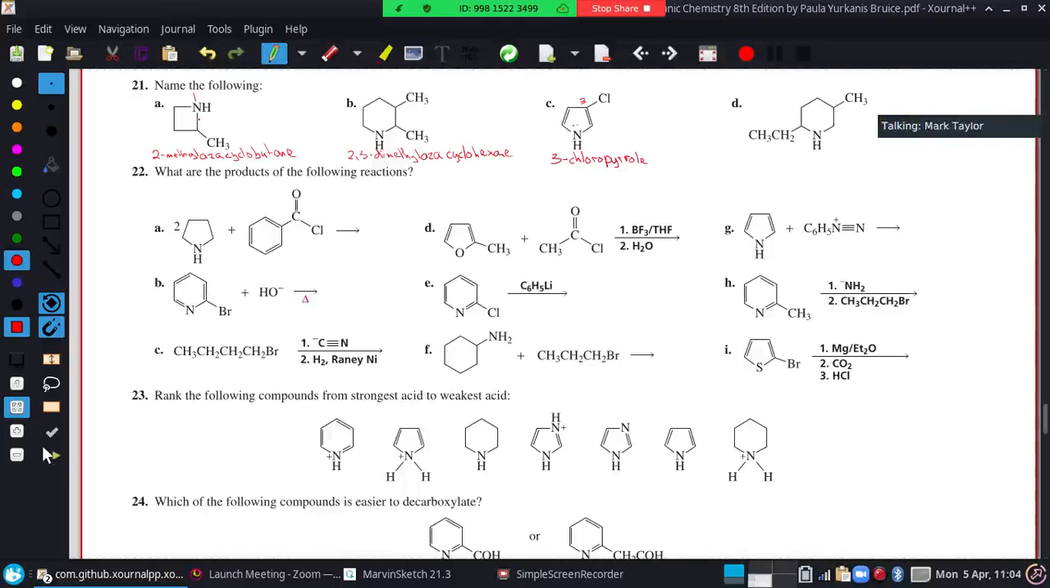We can go back to the AZA here. We'd be saying that's the 1 position. So 2, 3, 4, 5. So 2-ethyl, 5-methyl AZA cyclohexane.